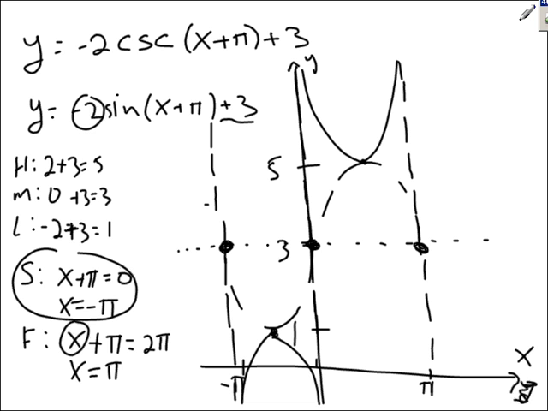Okay, find the sine graph. Find where it crosses the center. And then draw it upside down. Okay, that finishes up secants and our cosecant graphs.